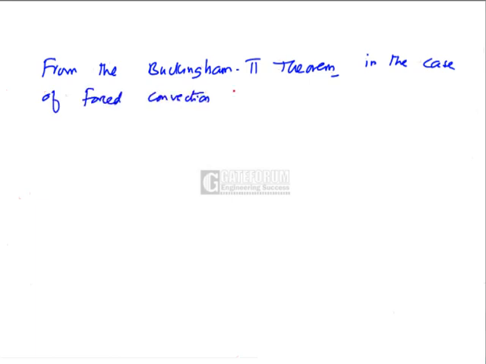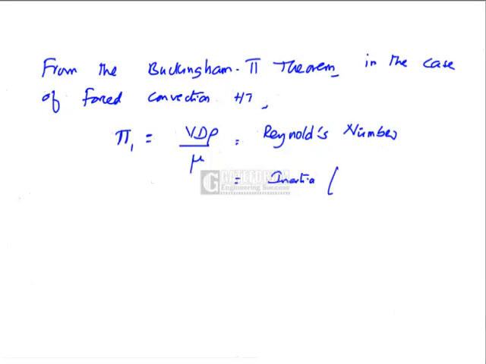From the Buckingham Pi Theorem, in the case of forced convection heat transfer, pi 1 is obtained as V D rho by mu. This is a dimensionless quantity, also known as Reynolds number. Very important number in fluid mechanics, also defined as inertia force divided by viscous force.